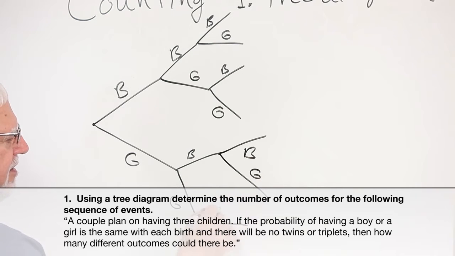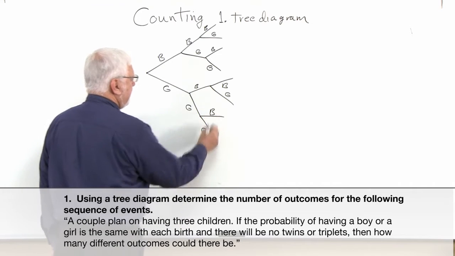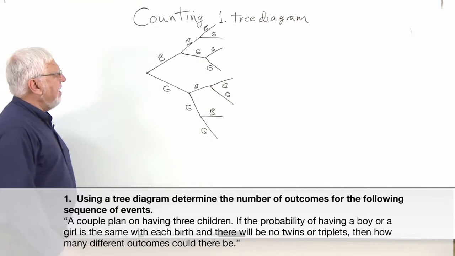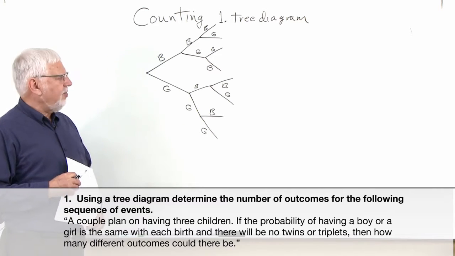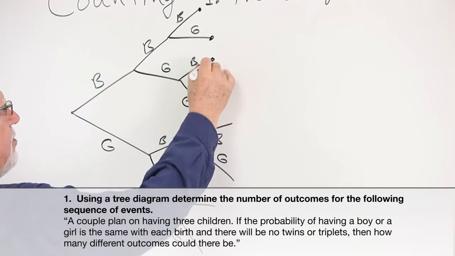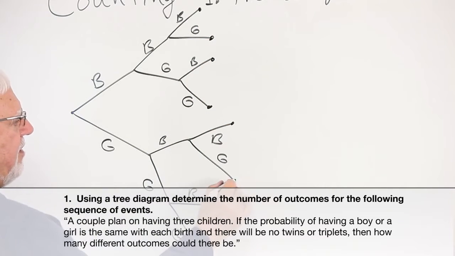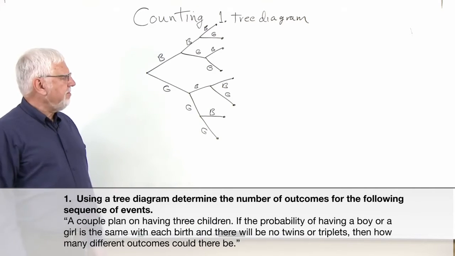Now, doesn't this look ridiculously simple? Why is it that so many of you are going to miss it? Because you're not going to practice. It looks too easy. So now we have a simple thing. How many outcomes were there? That's all we're after. Well, let's see. There's 1, 2, 3, 4, 5, 6, 7, 8. So there's 8 outcomes in this particular problem.